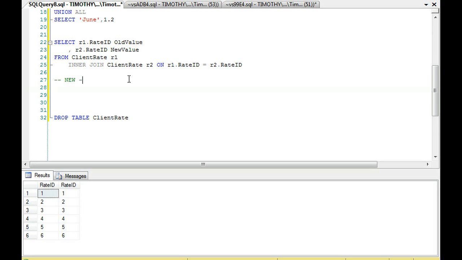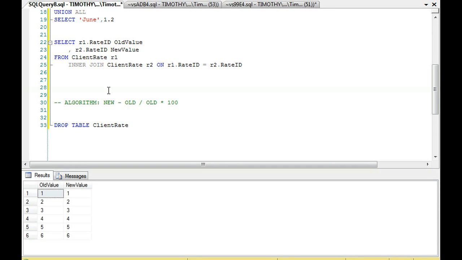Here, let me put that in the notes. New minus old divided by old times 100. That's our equation, that's what we're basing it off of. That means that since our old is 1 here, we need our new to be 2. Because this is January, this is February. This is February, this is March. This is April, this is May, this is June, and so on and so forth.